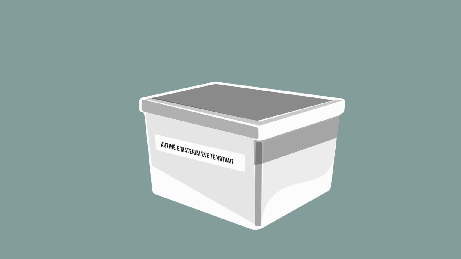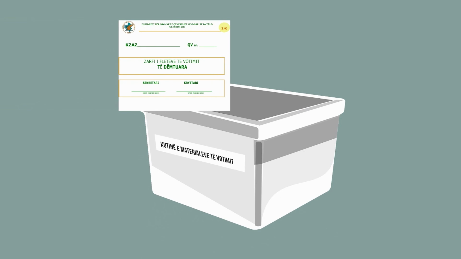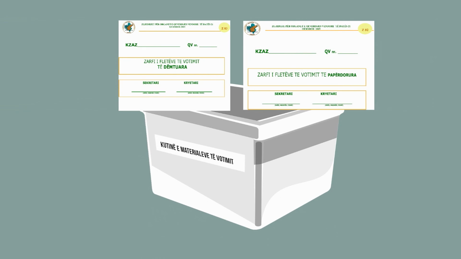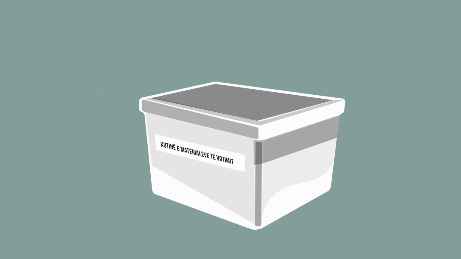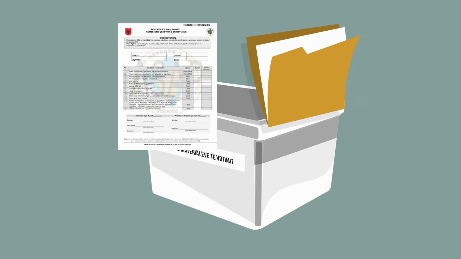Next, the Secretary of the VC Commission places inside the box of election materials the following: the envelopes, unused ballot papers, and spoiled ballot papers, the voter list and the special register, the original copies of the VC Commission decisions and any unused decision templates.